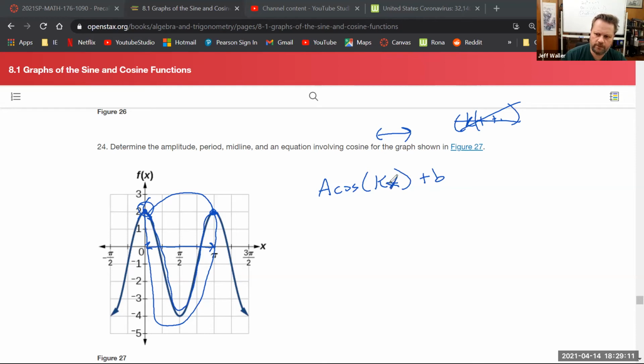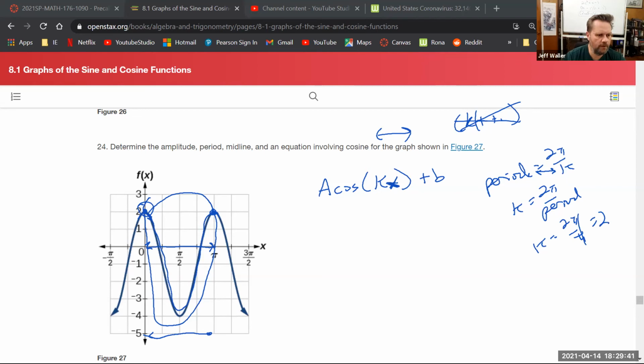Why is the k the period related part? Yes. So the period is 2 pi over k. So now k is 2 pi over the period, right? Which is half? No, that was 4. The period was pi. So what's k then? 2. 2. Sweet. Okay, cool. Very good.